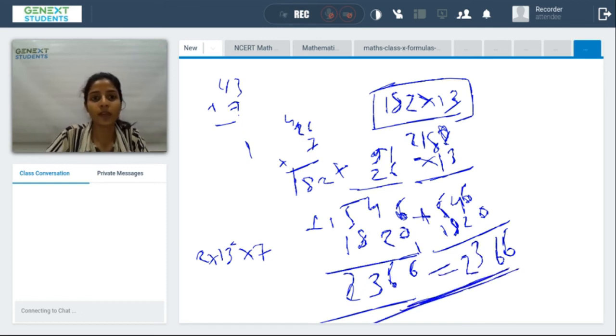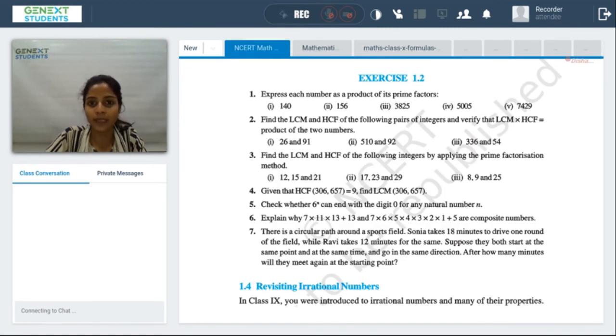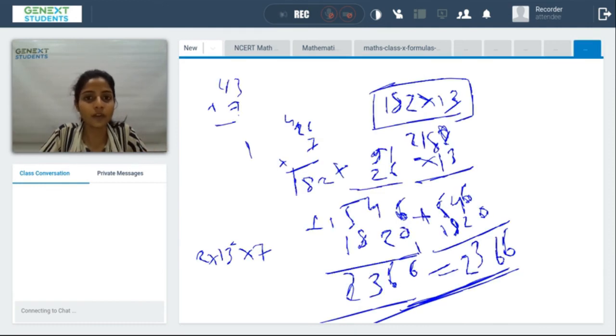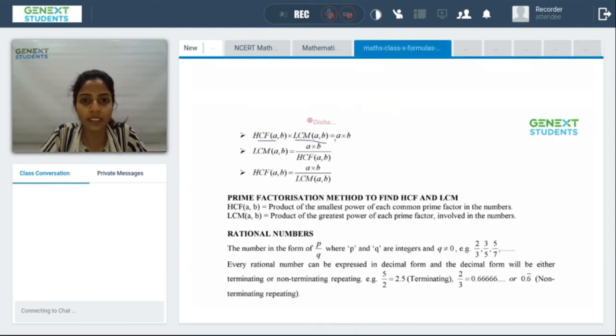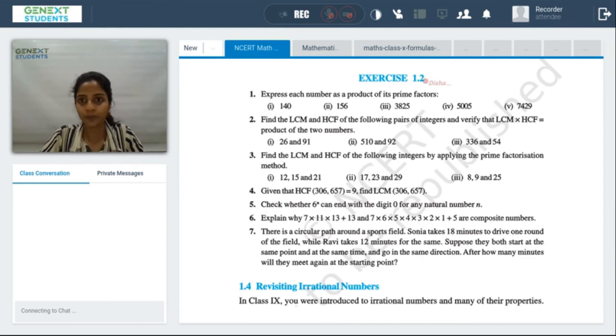what did we see over here? What did we do first? We found the LCM, separately, then we took out the HCF of it, and then we just multiplied the two numbers and saw that the LCM and HCF together give the product of the two numbers, as we saw in this formula sheet: the product of LCM of A and B and HCF of A and B is equal to the product of the two original numbers, right? Okay. Any doubts, students?